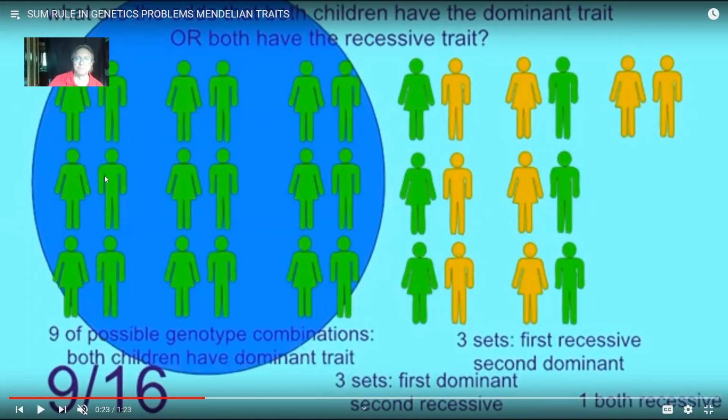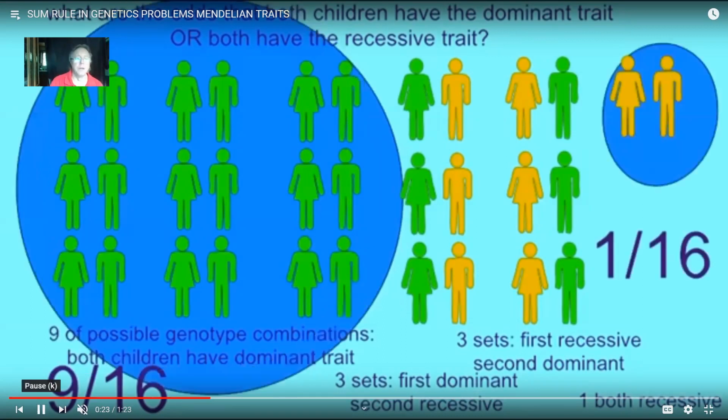9/16 of the time, both of the children would have the dominant trait. And we know that because if your odds of getting the dominant trait for the first child is 3/16, the odds of getting the dominant trait in the second child is 3/16. 3/16 times 3/16 is 9/16. That's the product rule. 9/16 of the possible combinations would have both children having the dominant trait.